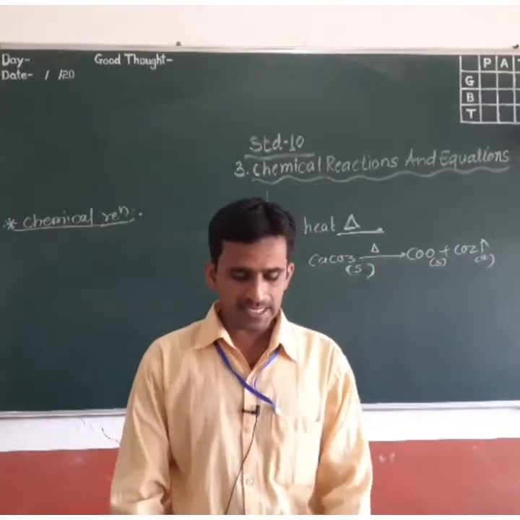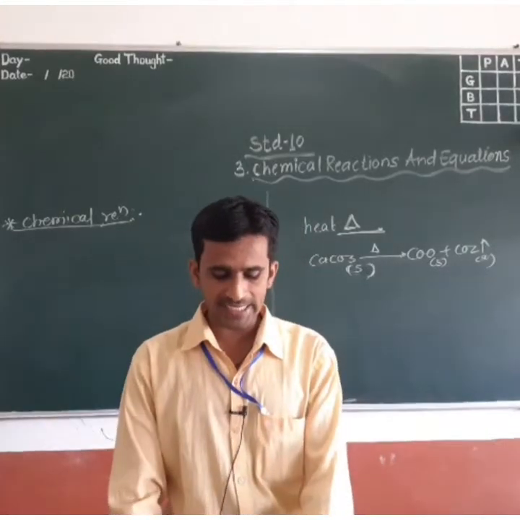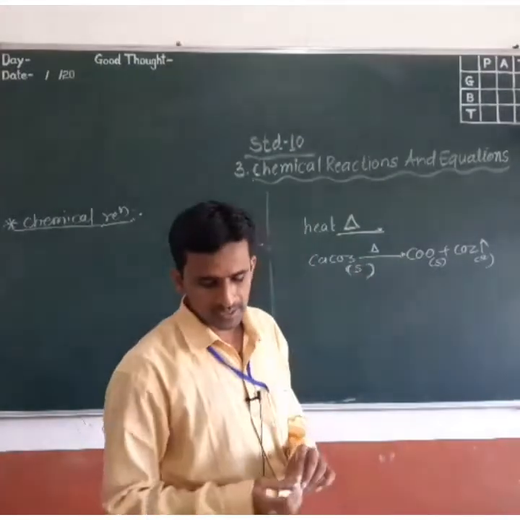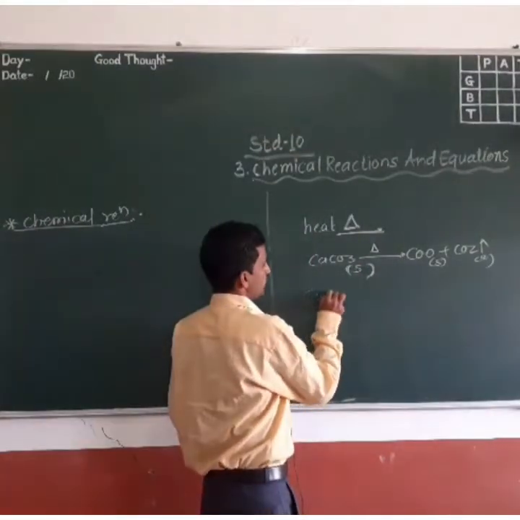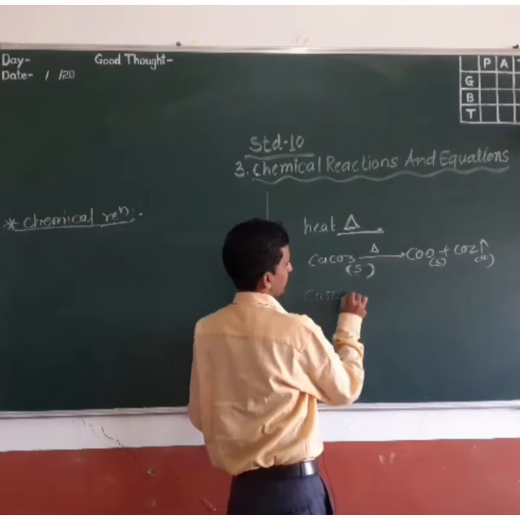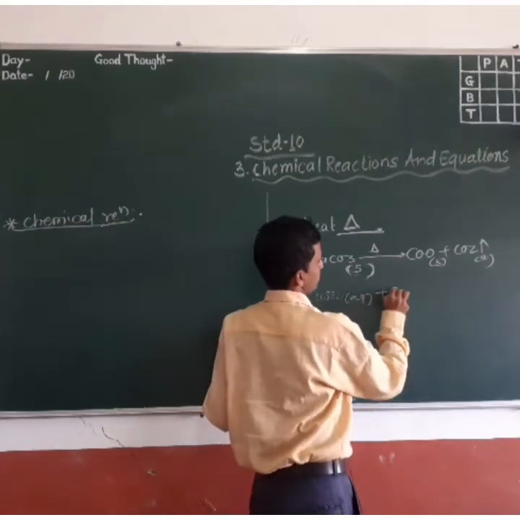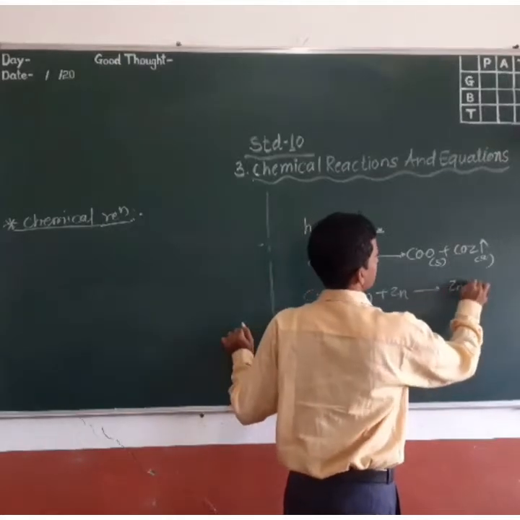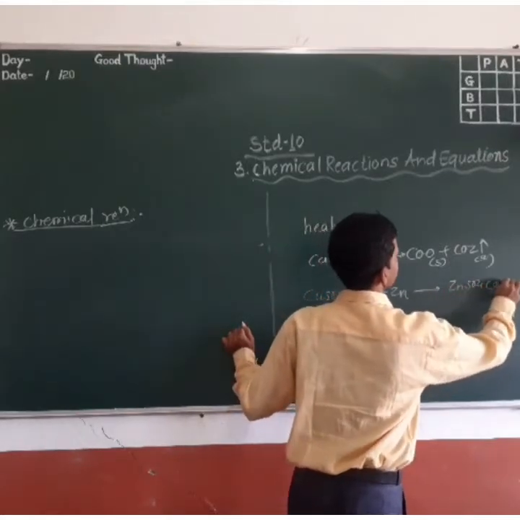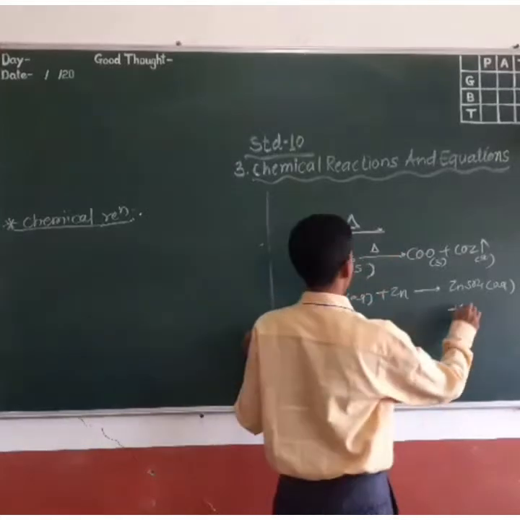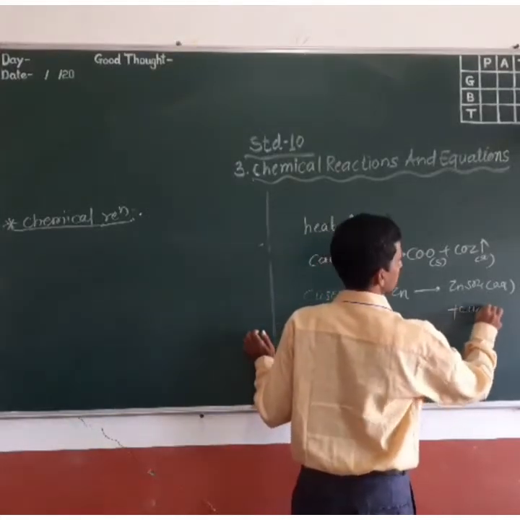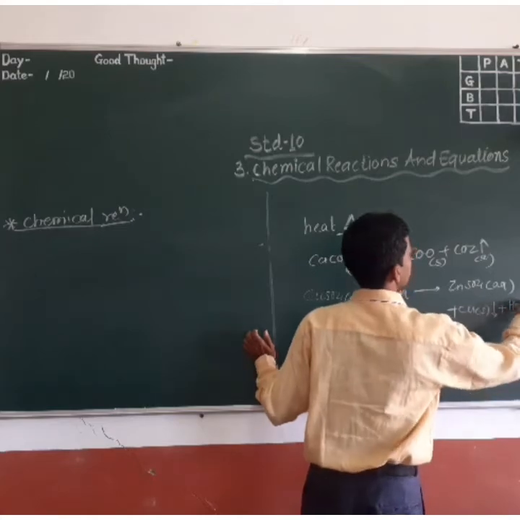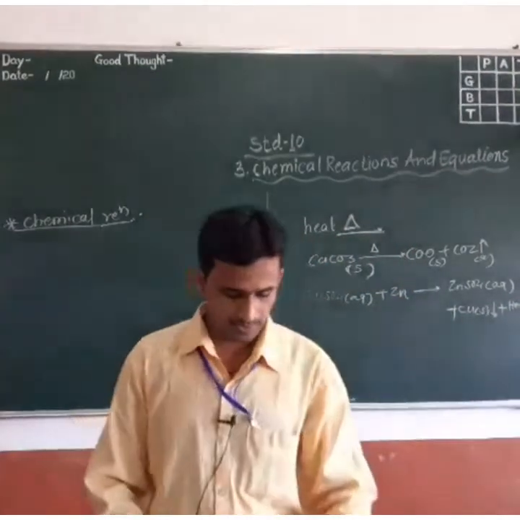When heat is released during the chemical reaction, it is indicated as follows: CuSO4 plus Zn to form ZnSO4, which is aqueous, plus Cu, which is a solid precipitate, plus heat. This is an example.